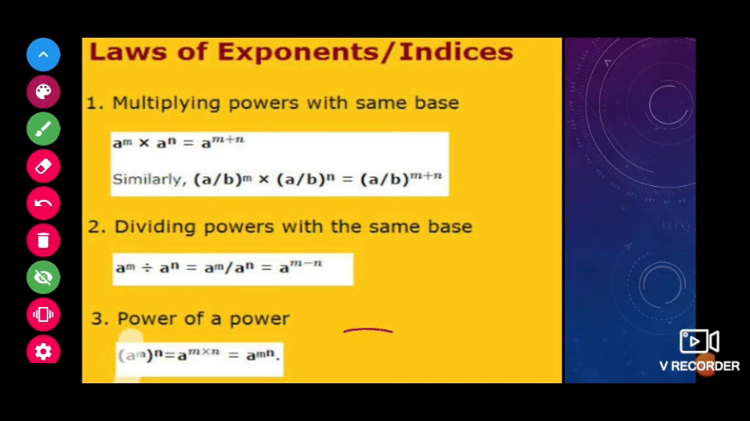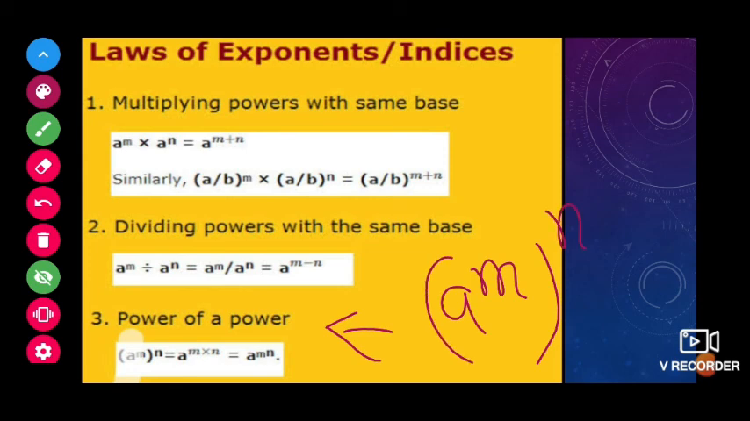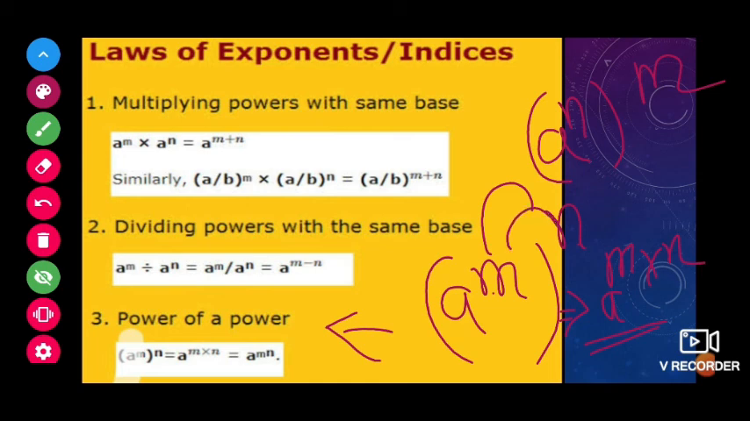Next one, the power law. Here, if there is one exponent raised to one more power, that is power to the power, then we can write this directly as a to the power m into n. A to the power m into n, or else a to the power n whole to the power m. Anyway, we can exchange like this also.